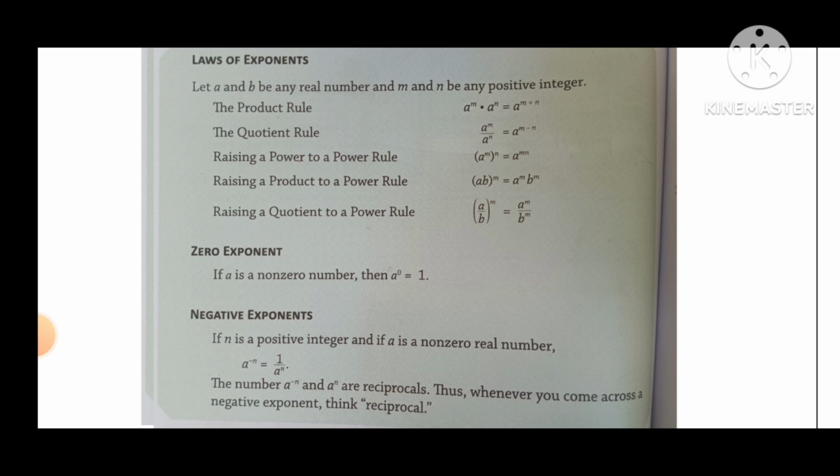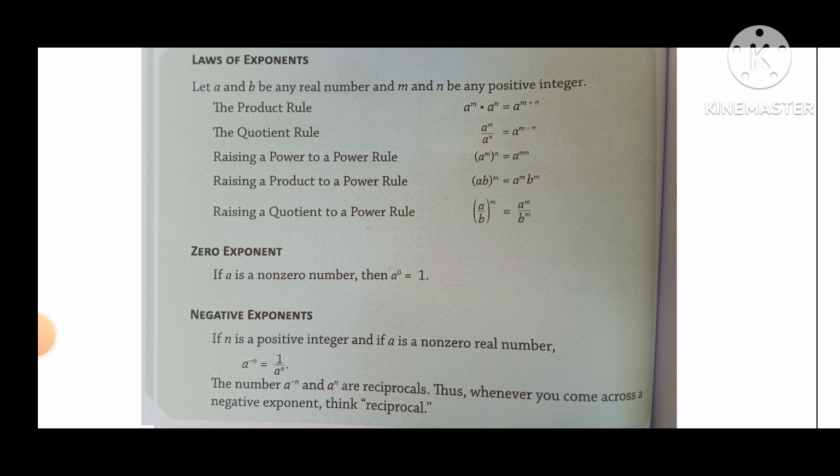Now, let's go to the next one. Raising a product to a power rule. Quantity AB raised to M is equal to A to the M, B to the M. So, parang dinidistribute lang, no? Okay? I-raise lang natin pareho sa M yung ating bases, A and B. The next one, raising a quotient to a power rule. A over B raised to M. So, parang ganun din, distribute lang. Kaya lang ito quotient, no? A to the M over B to the M.